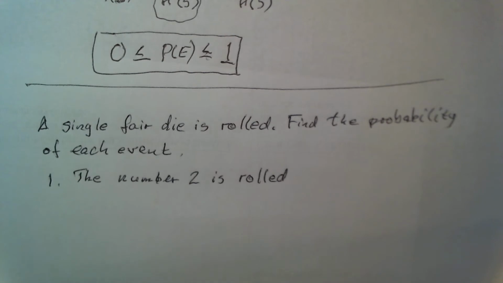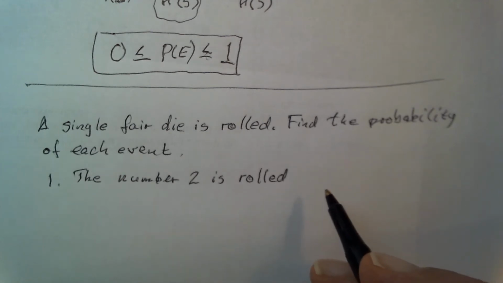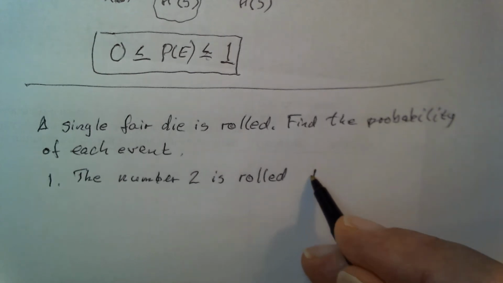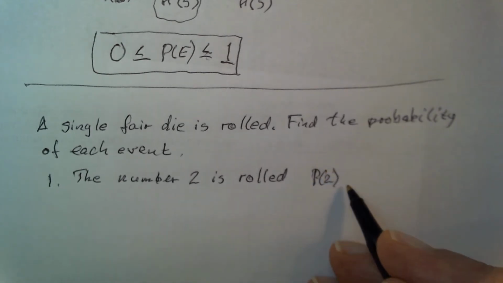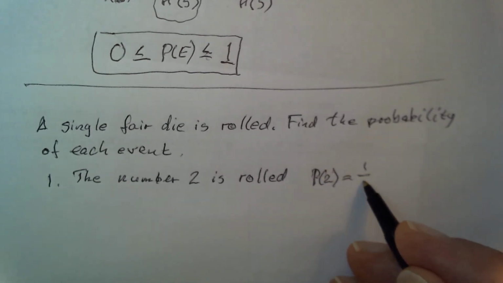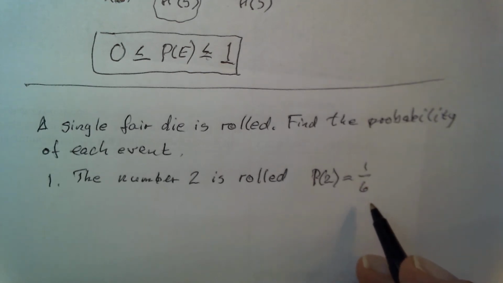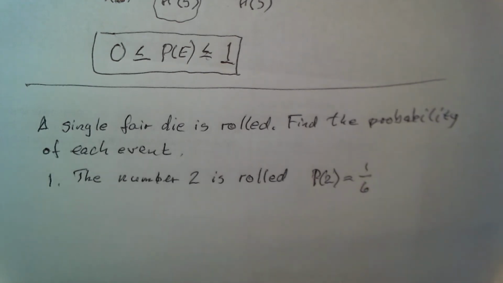Let us apply this knowledge to some examples. Let's say a single fair die is rolled. Find the probability of each event. The first event is the number 2 is rolled. Since there's only one 2 on a die, the probability of a 2 would be only 1 out of 6 sides. That's the probability that 2 is rolled.